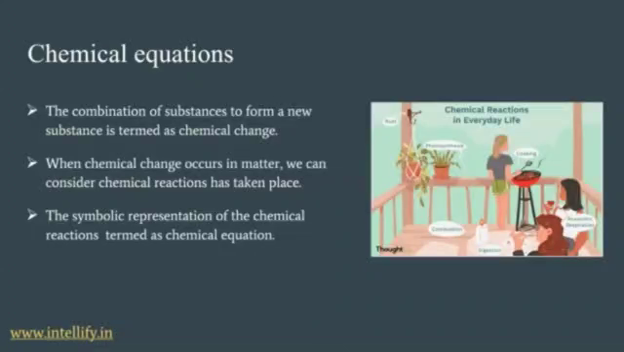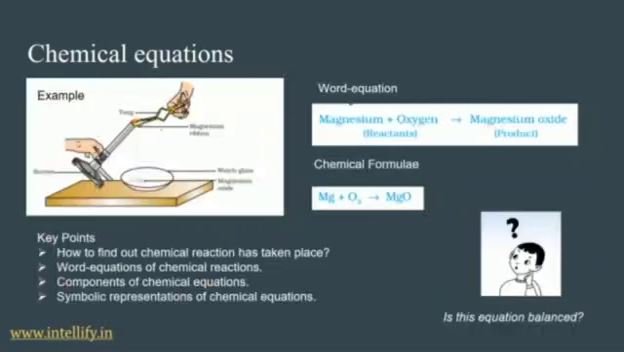We have seen about chemical changes, chemical reactions, and chemical equations. So, how to find out that a chemical reaction has taken place? If a chemical reaction is taking place, there will be a change of state. For example, if it is in a solid state, it can go into a liquid state, or into another form of solid state, and there will be a change of color.